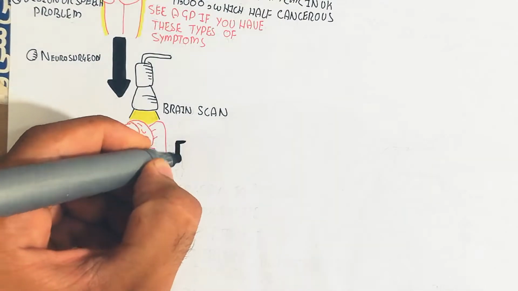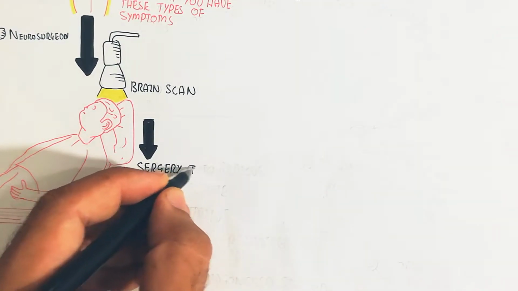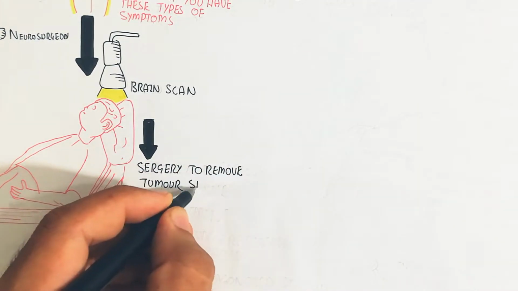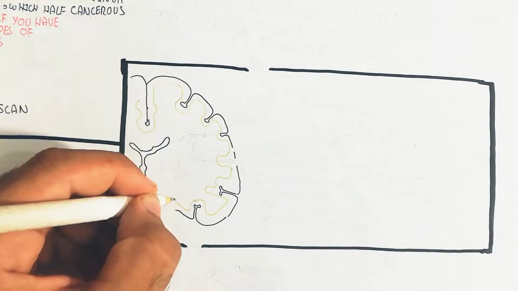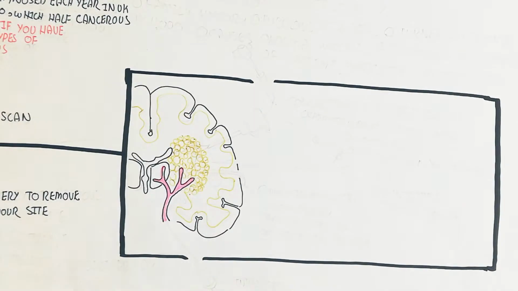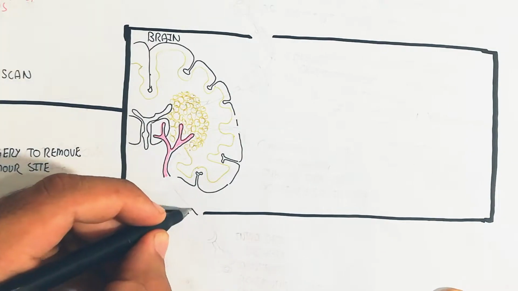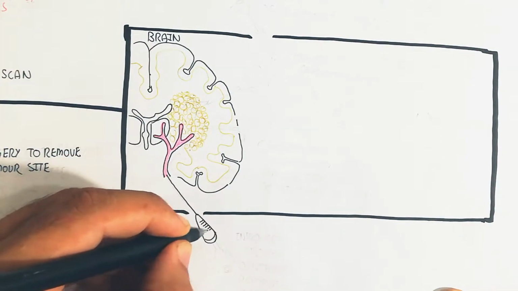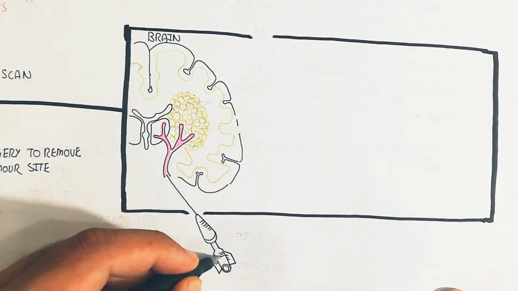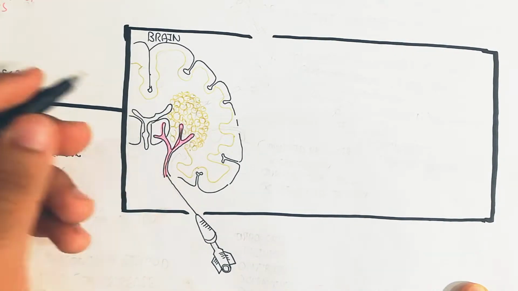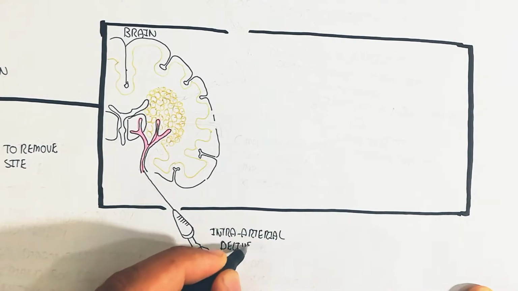After the brain scan and identification of the brain tumor, there is surgery to remove the tumor site, and we will discuss the mechanisms. These are the brain which contains a tumor, and angiogenesis will occur, and in this way there is intra-arterial delivery of antibodies, chemotherapy, and viral vectors.